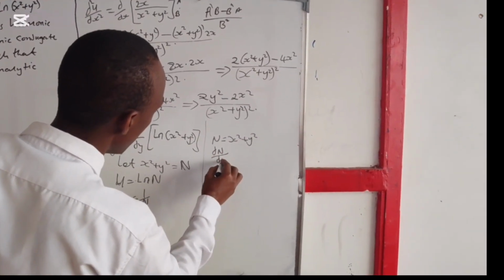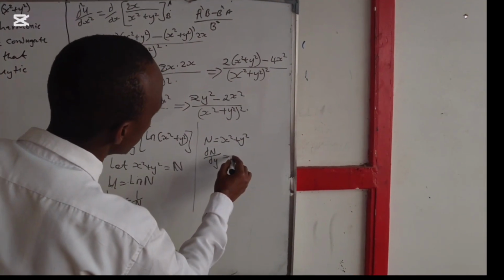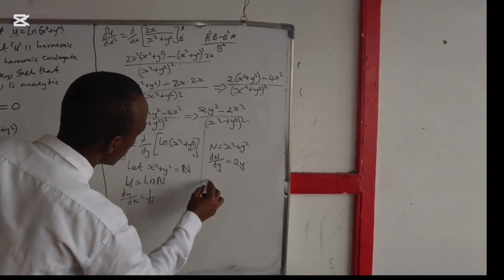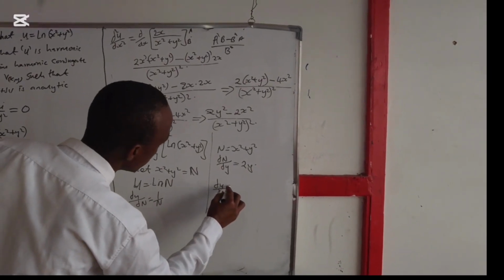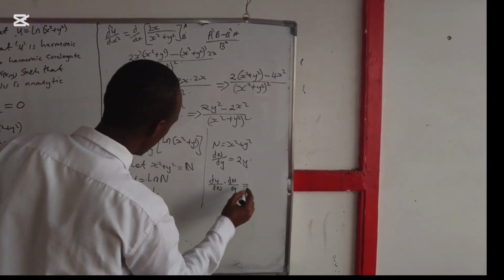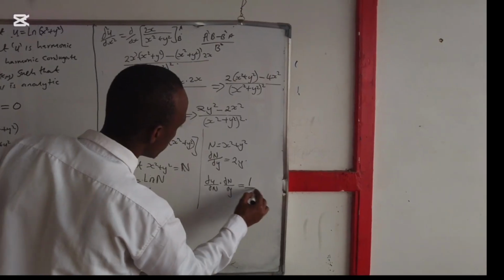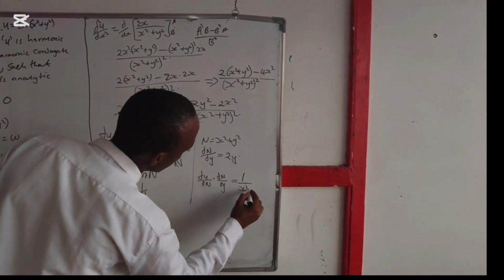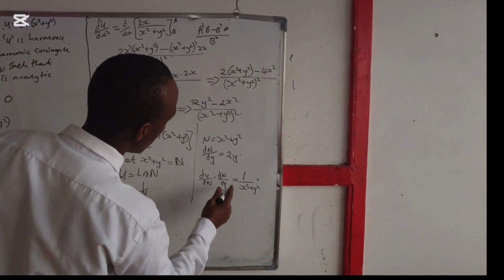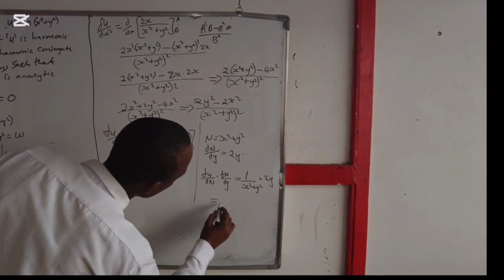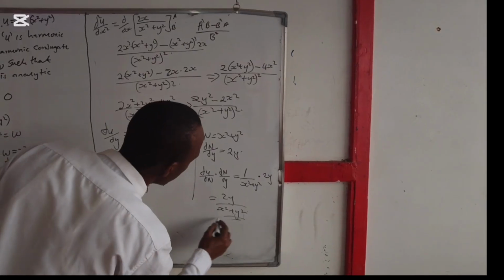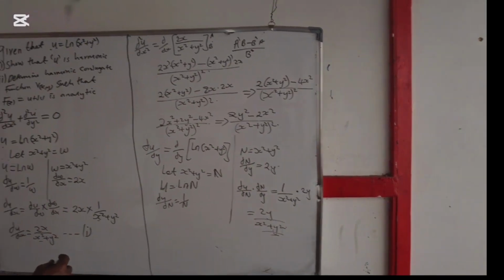dn/dy is equal to 2y. If we combine the two, du/dn and dn/dy, we get du/dy, which is equal to 1 over n, where the value of n is x squared plus y squared, times 2y, which is 2y divided by x squared plus y squared. This is the first derivative of u with respect to y.